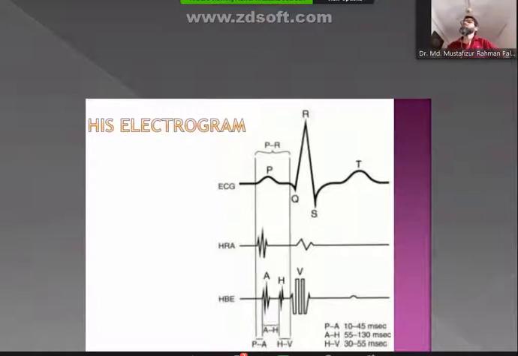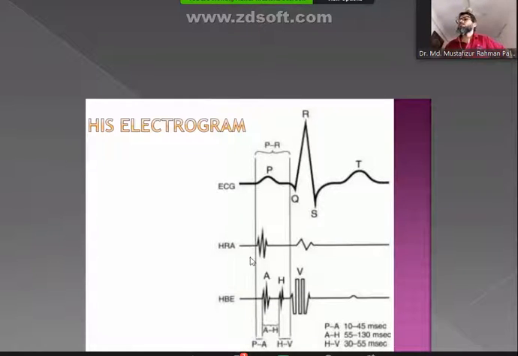By EP study, we will show this is the surface ECG, that is the PQRST, and in the electrophysiology study, one catheter we will put into the right atrium, and another at the His region. In the His lead, we will get three deflections: one from the atrium, one from the His, another one from the ventricle. And in the right atrial lead, we can get the atrial impulse and the ventricular impulse. So by seeing the atrial, His, and ventricular impulses, we can assess where the block is.